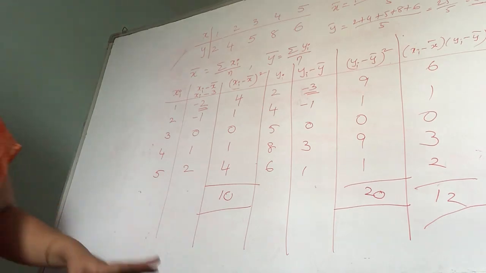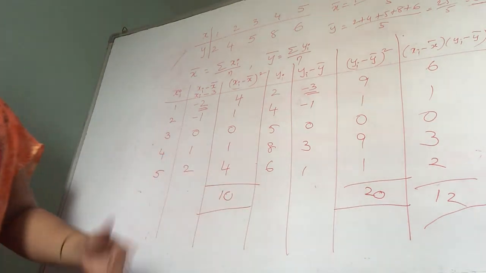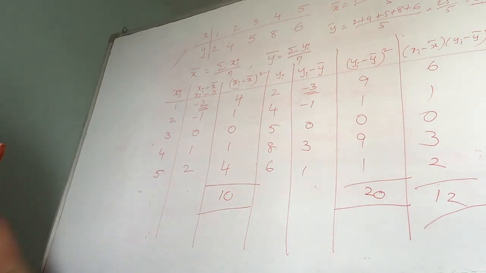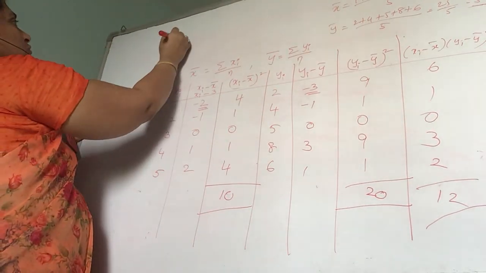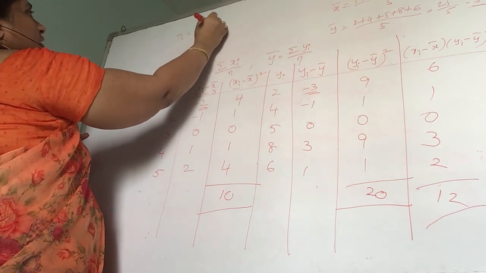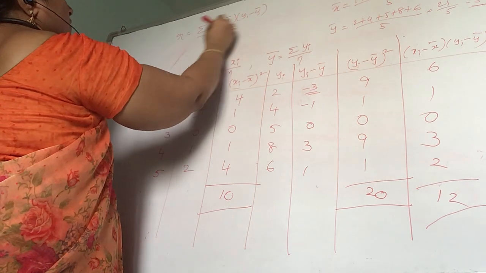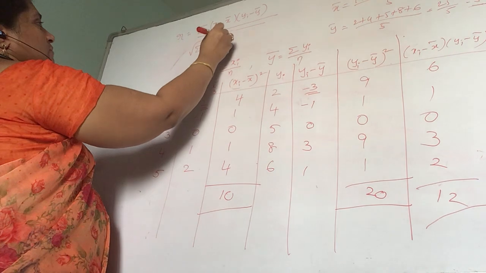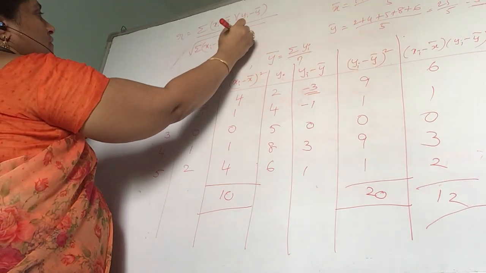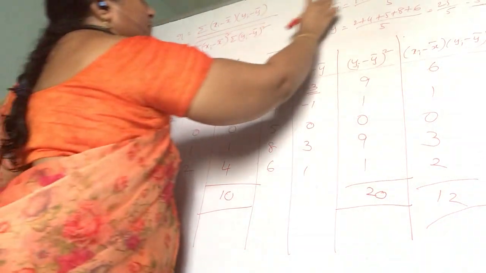Okay. So, for finding the coefficient of correlation, we find these summation values. Now, we substitute these values in the coefficient of correlation formula. What is the formula for small r? The coefficient of correlation small r is equal to summation of xi minus x bar into yi minus y bar, divided by square root of summation of xi minus x bar whole square into summation of yi minus y bar whole square. Now substitute all these values here.